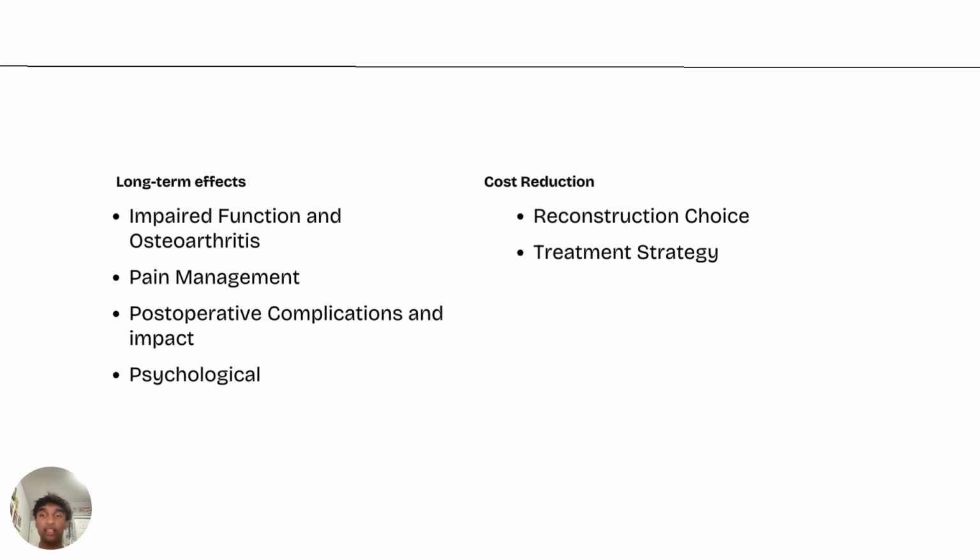On top of long-term effects, three studies addressed strategies for reducing ACL injury costs. Key factors included the choice of reconstruction type, such as allograft, which affected long-term costs as well as short-term costs, as well as the treatment strategy. The longer you stayed in the hospital, the more costs you accumulated. So treatment strategies that are able to get you out of the hospital as quickly as possible tend to be the most cost efficient.